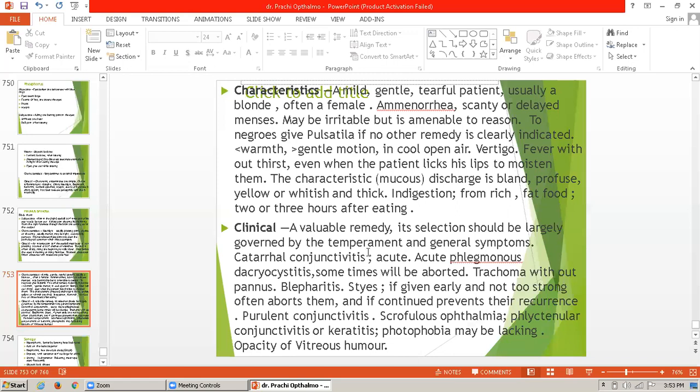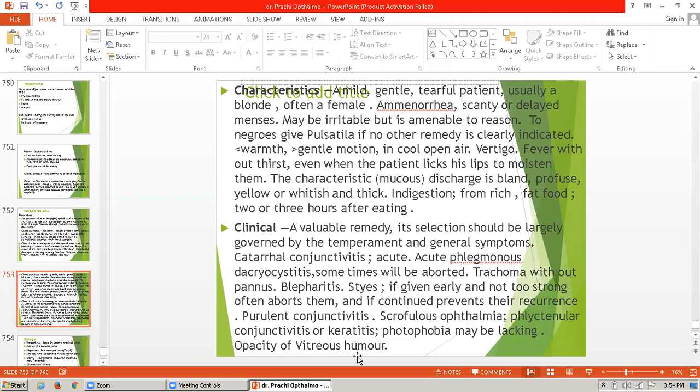symptoms. It is useful for catarrhal conjunctivitis, acute phlegmonous dacryocystitis, sometimes. Trachoma without pannus, then blepharitis, if given early and not too strong. It helps prevent their recurrences, that is purulent conjunctivitis, scrofulous ophthalmia, phlyctenular conjunctivitis or keratitis.